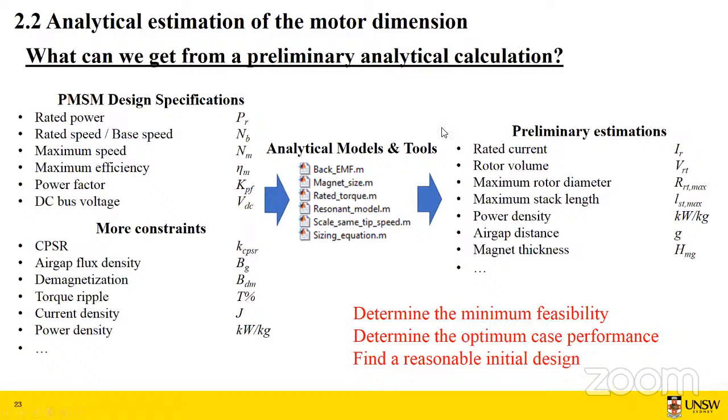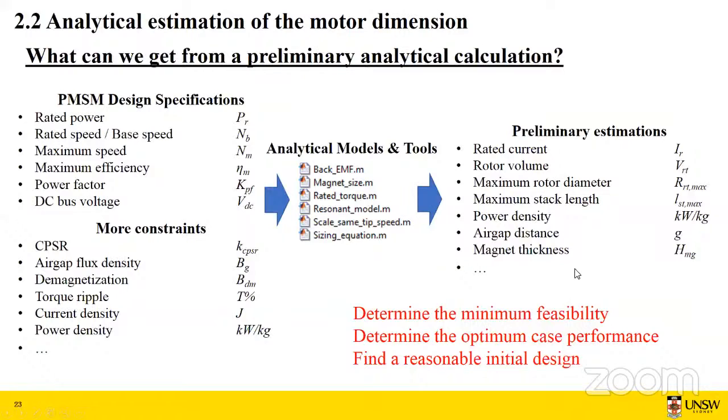Okay, using these analytical tools and models, we can get some preliminary estimations, such as the rated current, the rotor volume, the maximum rotor diameter that is limited by the centrifugal force and the mechanical stress on the rotor, and the maximum stack length to avoid shaft resonance. And also we can estimate the optimum case or worst case power density, also the air gap distance, the magnet thickness, and so on.